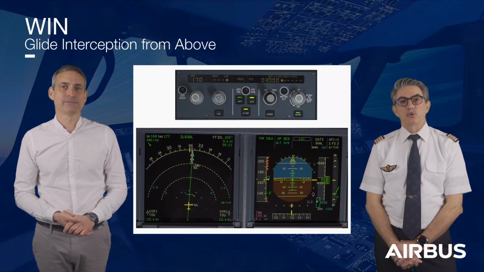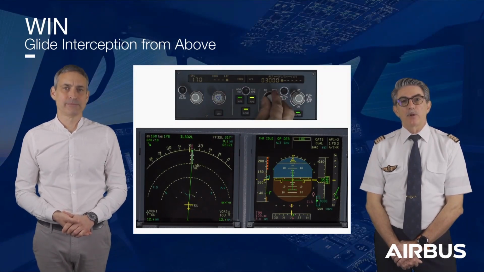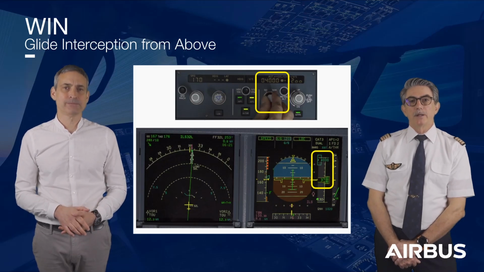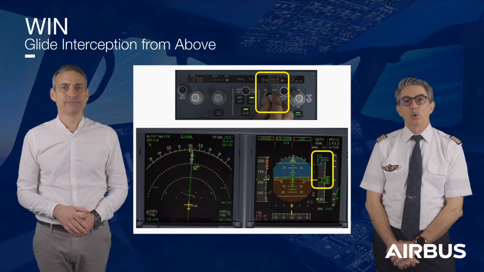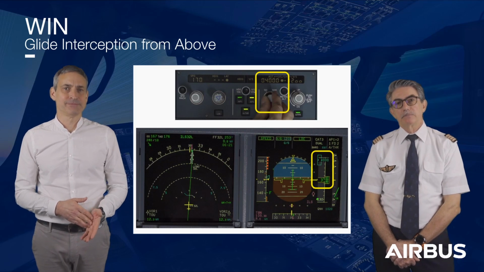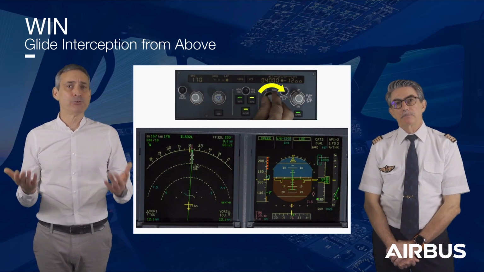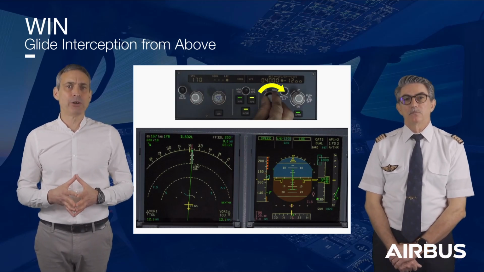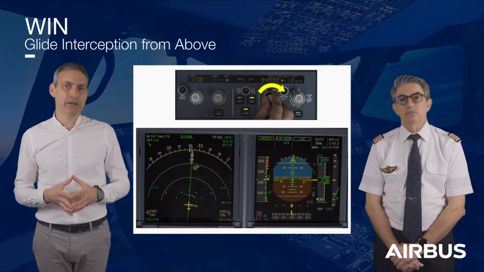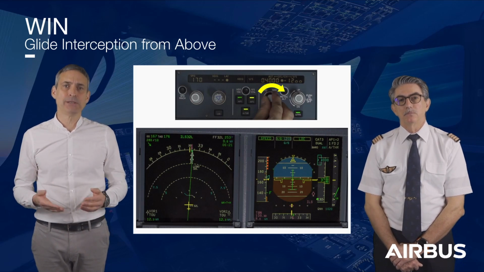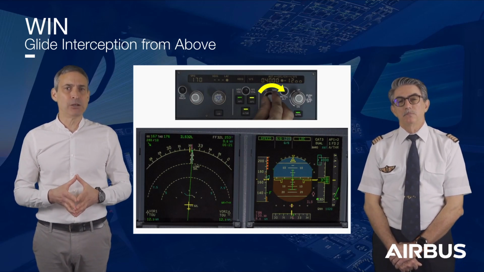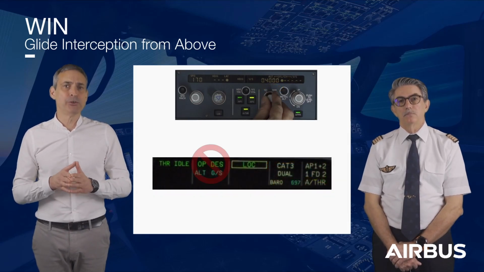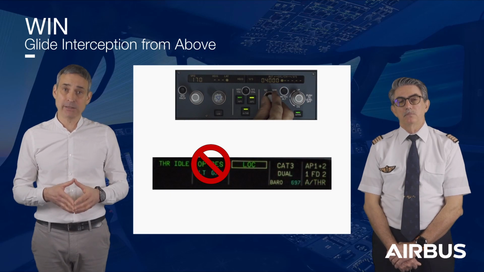Now that I'm established on the localizer, I can set the FCU altitude above the current aircraft altitude. Why can I not select an FCU altitude below and continue in open des? There are two reasons for that. First, we do not want the aircraft to level off before intercepting the glide. This may occur if the FCU altitude is below the aircraft altitude. Second, Airbus recommends not to use open des mode at low altitude.